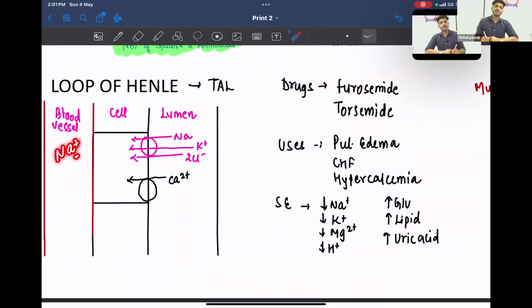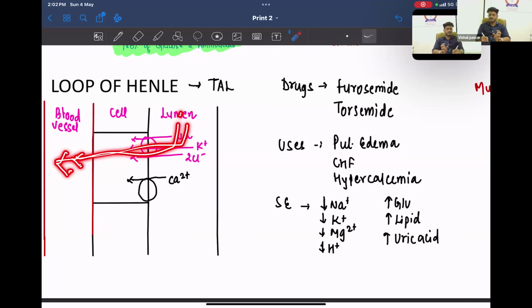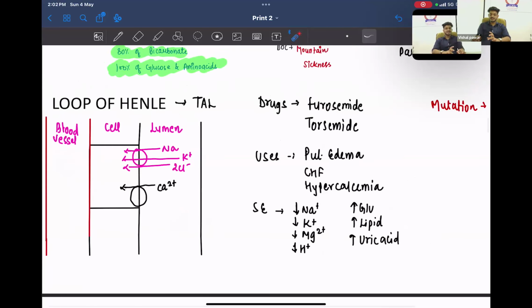And what is going to happen? Sodium is going to get reabsorbed. Remember, सोडियम के साथ में क्या जाएगा हमेशा? What is the thing which is going to follow sodium? Water. So what is going to happen? It is going to absorb the sodium, and it is going to absorb the water as well, right? So this is the loop of Henle, and here you are having absorption of sodium, absorption of water is also happening, right? If water is absorbed, that means, sir, less urine will be formed. You understand this?